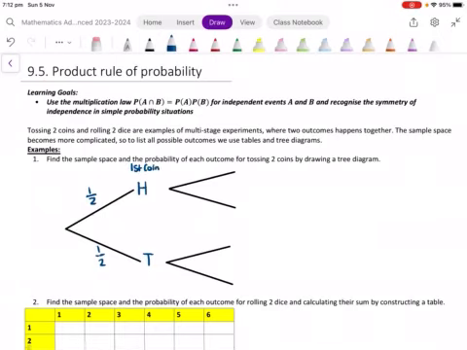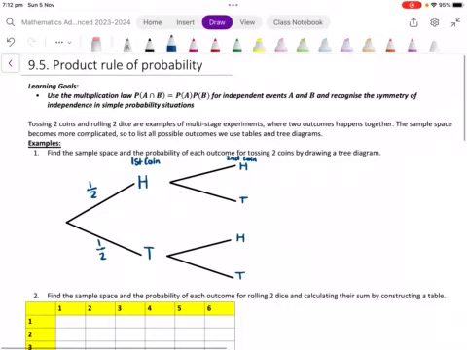We then have our second coin. So with our second coin, once we've tossed a head or a tail, we can either get a head or a tail on either for the second coin, and the probability of getting a head or a tail stays at 1/2. So that is how we draw our tree diagram for tossing two coins. We then have our outcomes, and so our outcomes form our sample space.